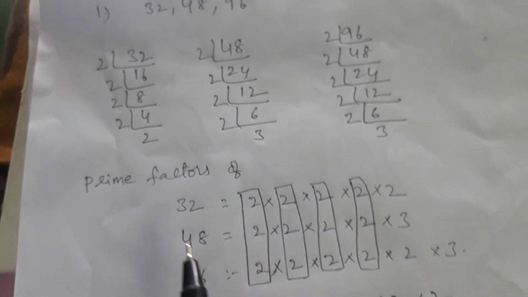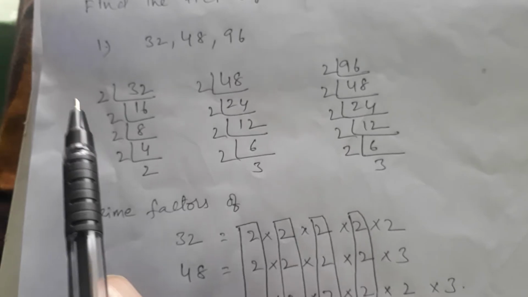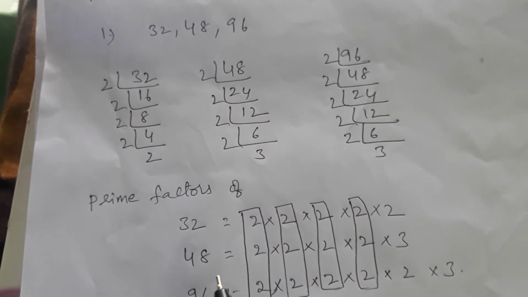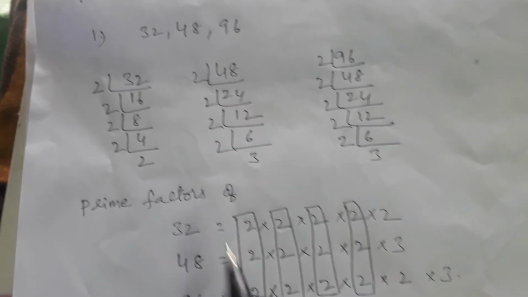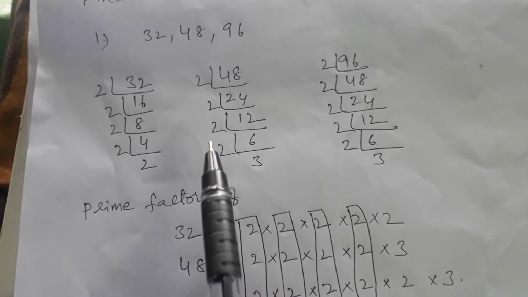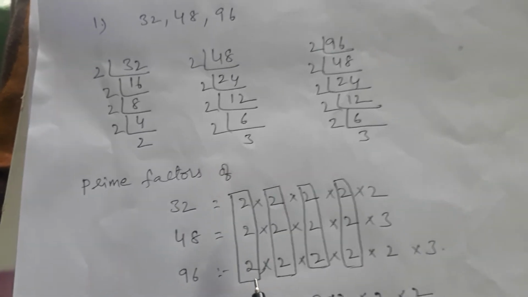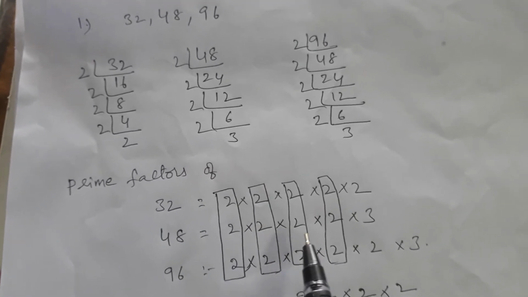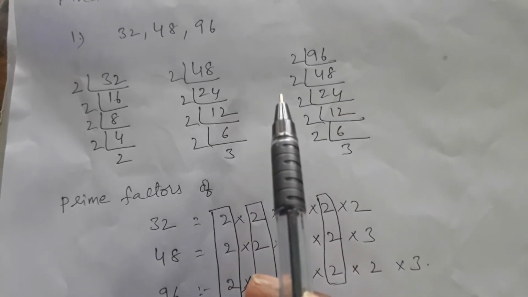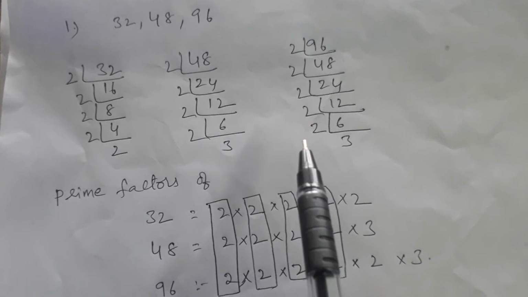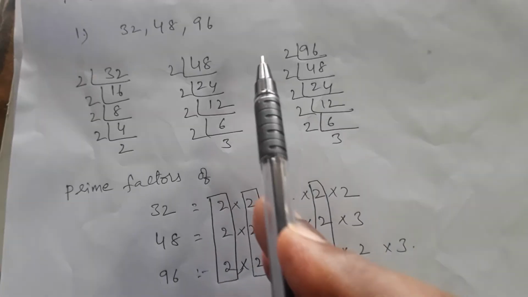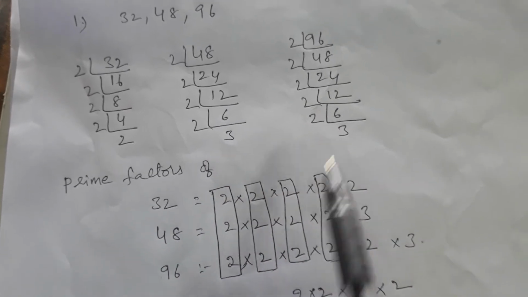Now write prime factors for each one. 32 is 2 into 2 into 2 into 2 into 2, five 2s. Now 48 is 2 into 2 into 2 into 2 into 3. Now 96 we can write as 2 into 2 into 2 into 2 into 2 into 3. How many 2s are there here? Five 2s and one 3.